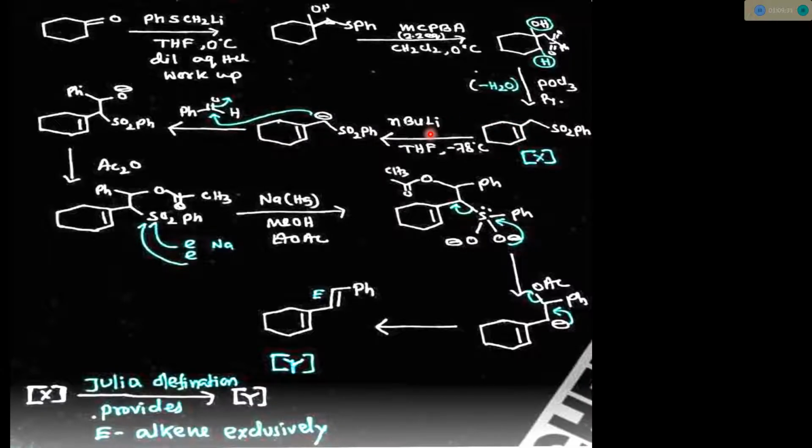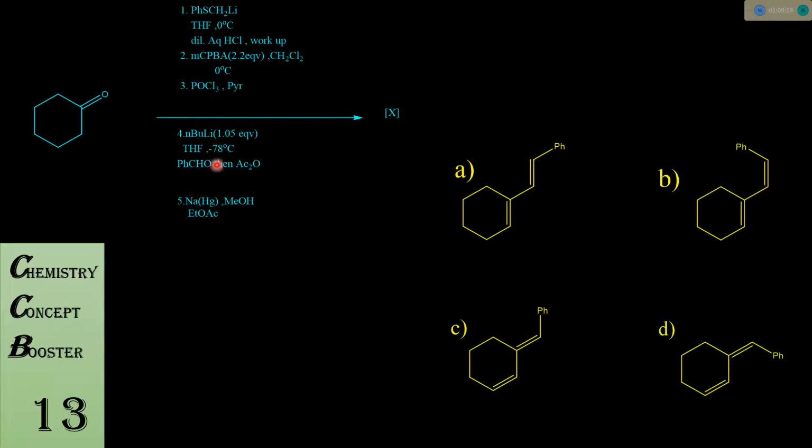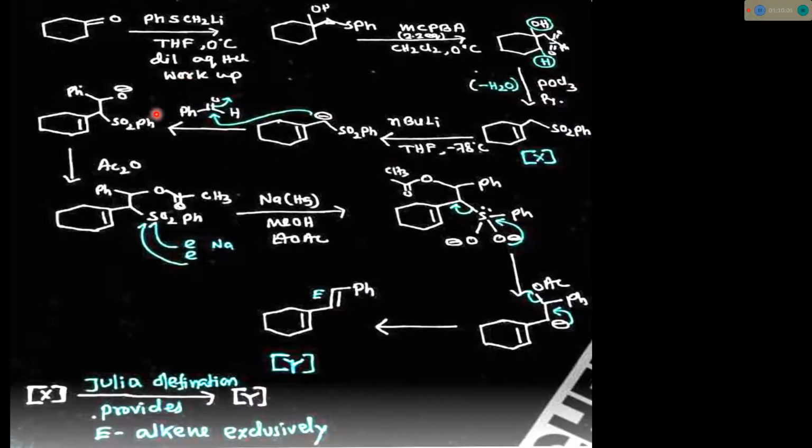Now n-butyllithium. So n-butyllithium will abstract this allylic position hydrogen, and there is a sulfone group, or SO2 group, which is an electron withdrawing group. So this hydrogen is extremely acidic. So this butyllithium abstracts this hydrogen. Now this carbanion will attack the aldehyde. See here, we use benzaldehyde. It attacks the benzaldehyde. Now this moiety is formed.